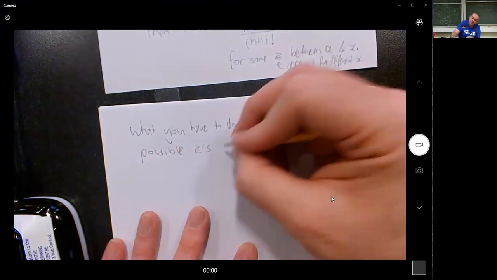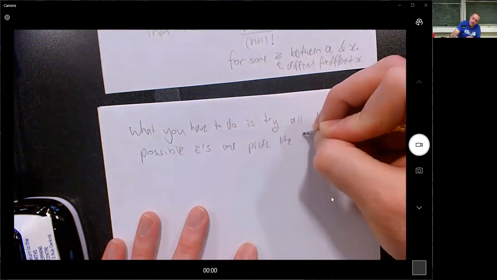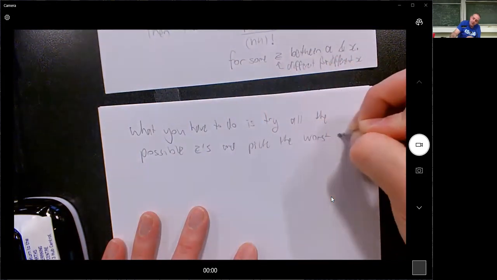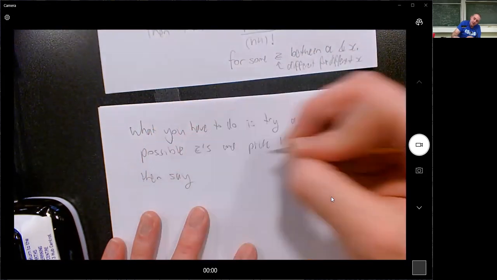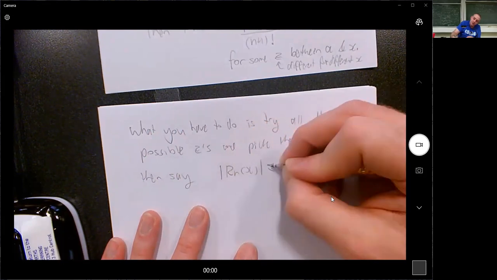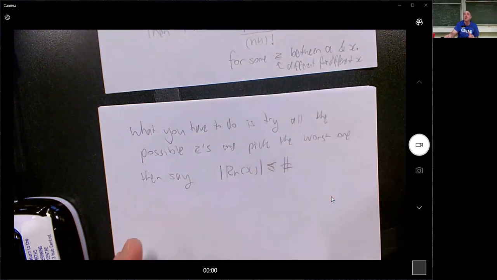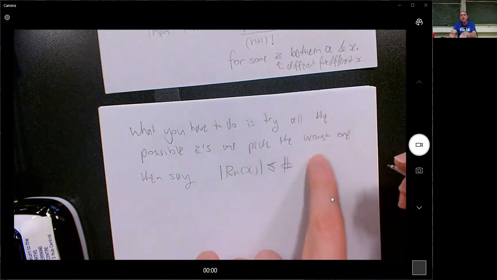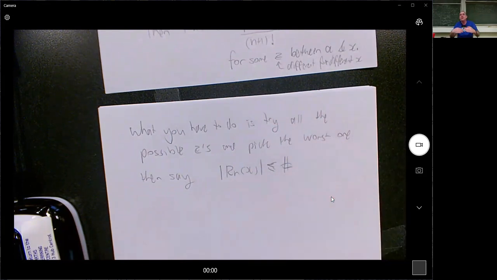So what you have to do is try all the possible z's and pick the worst one, then say, well, the absolute value of the error is less than or equal to something. That's how you're going to do it, because the worst one is the one where it's furthest away. I don't really care if it's positive or negative, I just want it to be as close as possible. So that's how you normally do it.